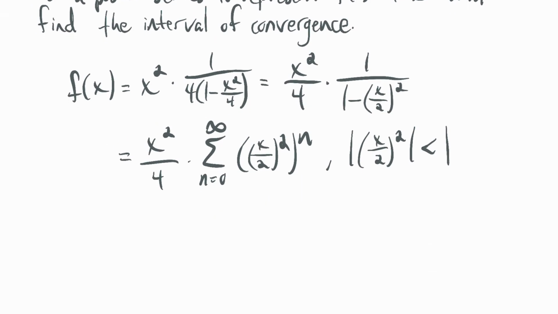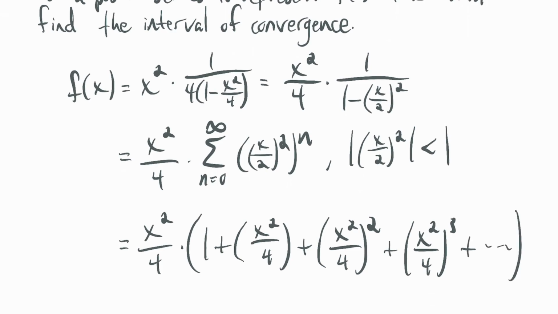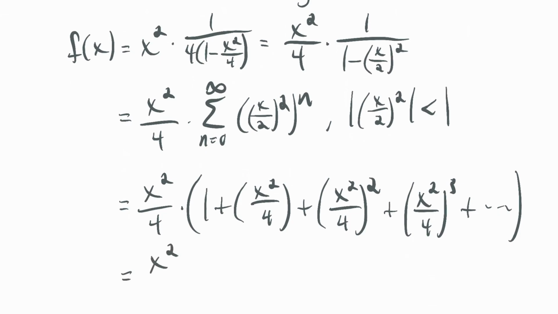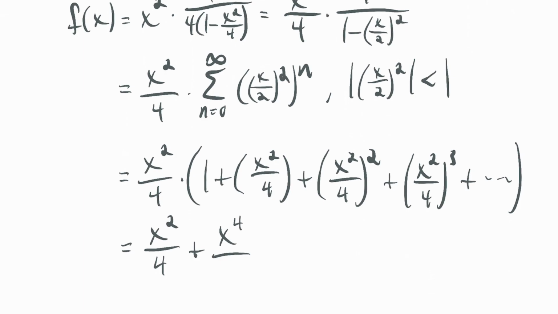I want to write out the power series representation for this. So this would be x squared over 4 times 1 plus, I guess I should write that, x squared over 4 to the first power plus (x squared over 4) squared plus (x squared over 4) cubed plus dot dot dot, probably enough. So I distribute this, and I'll have x squared over 4, that's the first term, right? Plus x to the fourth over 16 plus x to the sixth over 64 plus x to the eighth over, I guess that's times 4 again, so 256, plus dot dot dot.